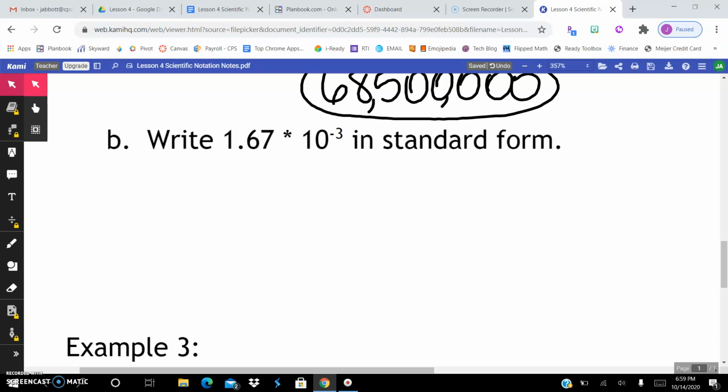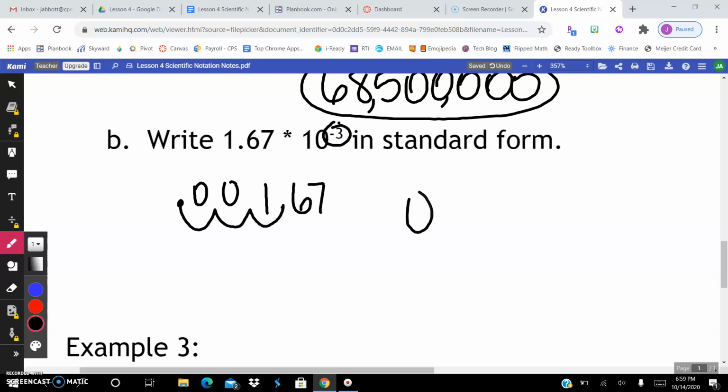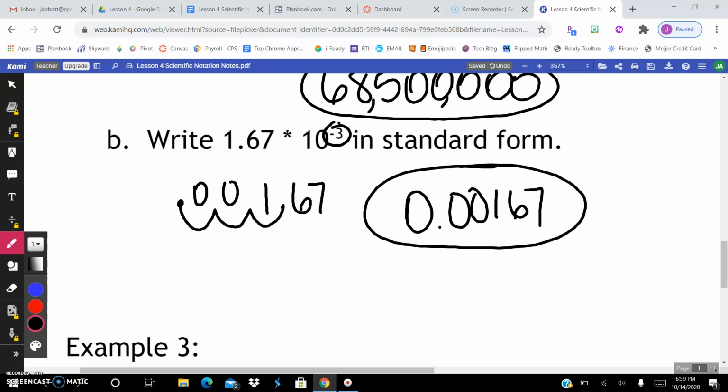Now this one, we're starting with 1.67, and we look at our exponent, it's -3. So that's going to tell us we have to move that decimal 3 to the left. So 1, 2, 3, and that's where our decimal is going to go. We're going to fill in those empty spots with zeros. Now we always have to have a 1 spot, so we're going to put 0 point and then our 2 zeros, 1, 6, 7 to make it the correct form.